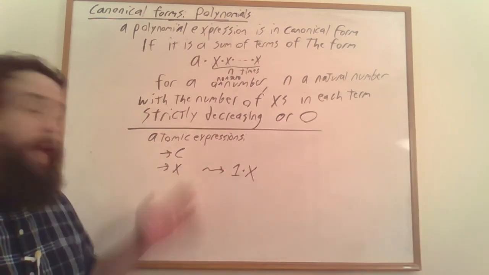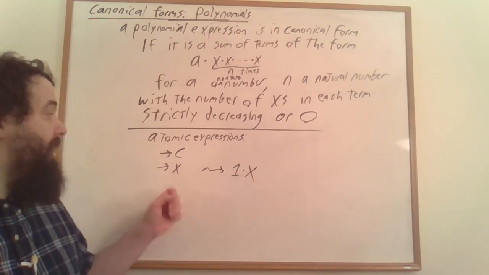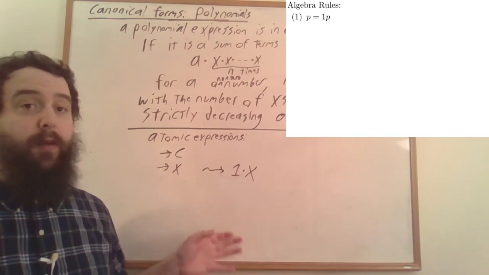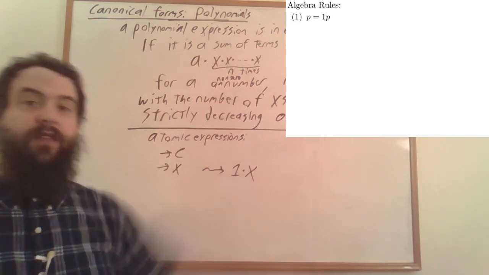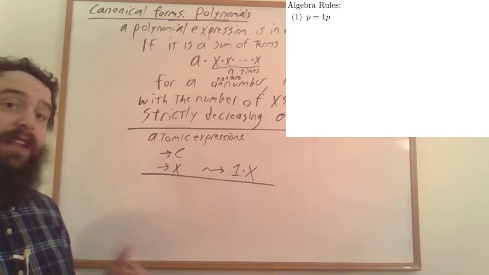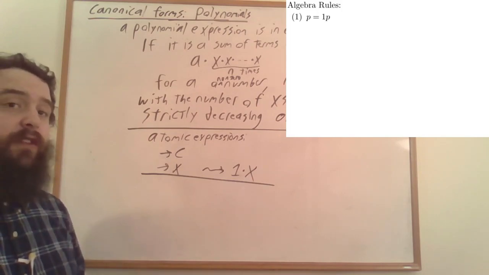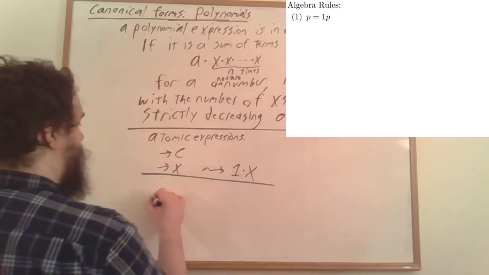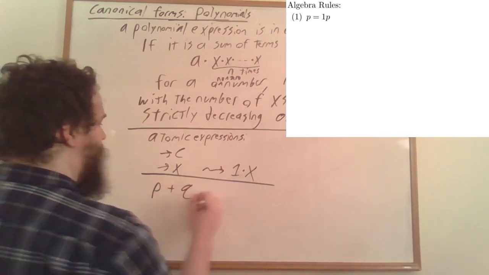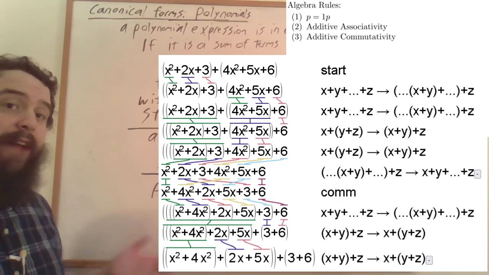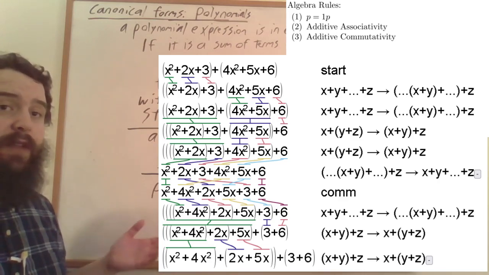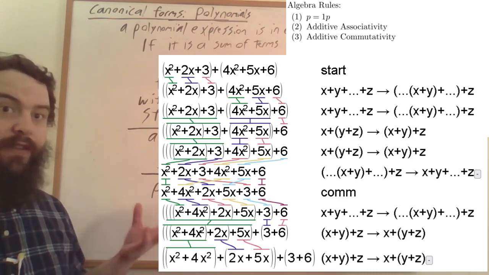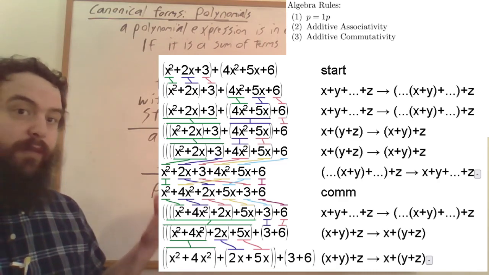But anyway, back to our atomic expressions, we need to add in a new rule that p is equal to 1 times p for any polynomial expression p. We'll toss that into our list of rules. And now we need to look into the recursive construction of our polynomial expressions. Suppose that we have some polynomial plus some other polynomial. Well, we need additive associativity and commutativity in order to get like terms next to each other, and then additive associativity again to put those like terms in parentheses.